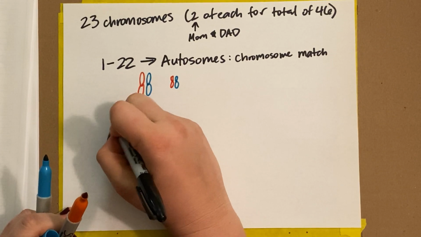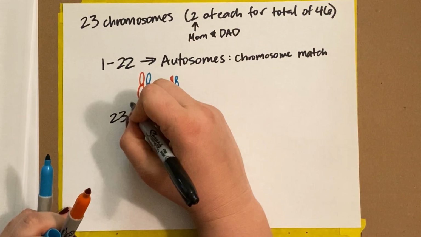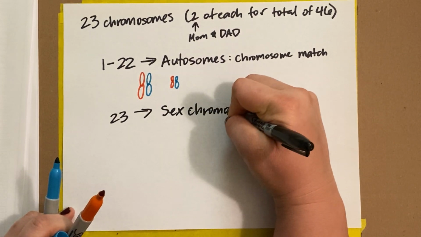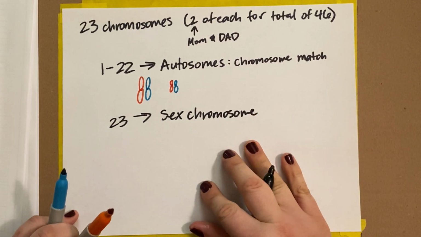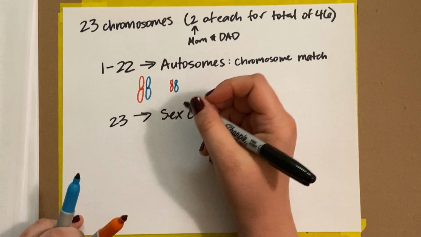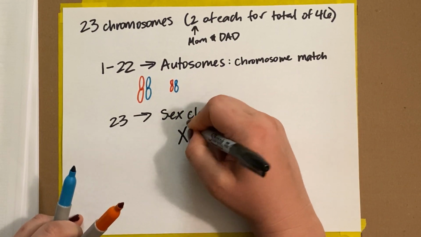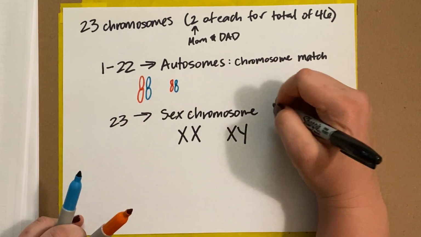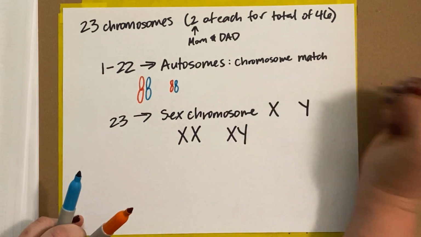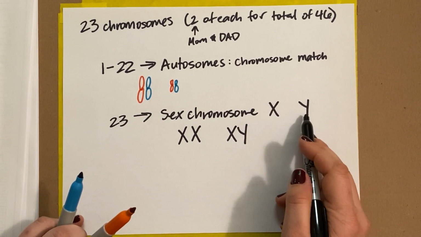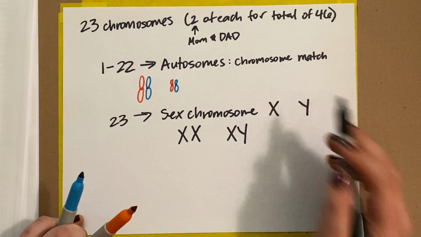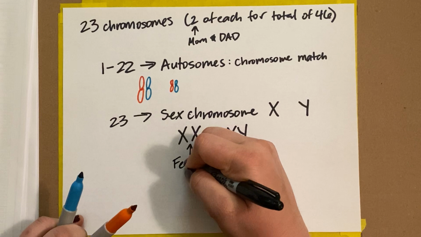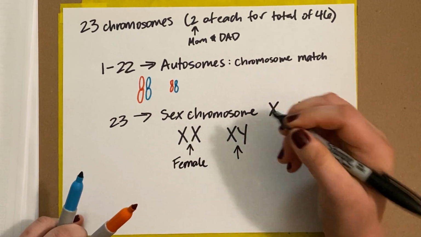The 23rd, because we have 23 chromosomes, is called a sex chromosome. These do not necessarily match because you can have XX or you can have XY. The sex chromosomes are an X chromosome and a Y chromosome, and depending on the combination that you get, either XX or XY, you will then be chromosomally female or chromosomally male.